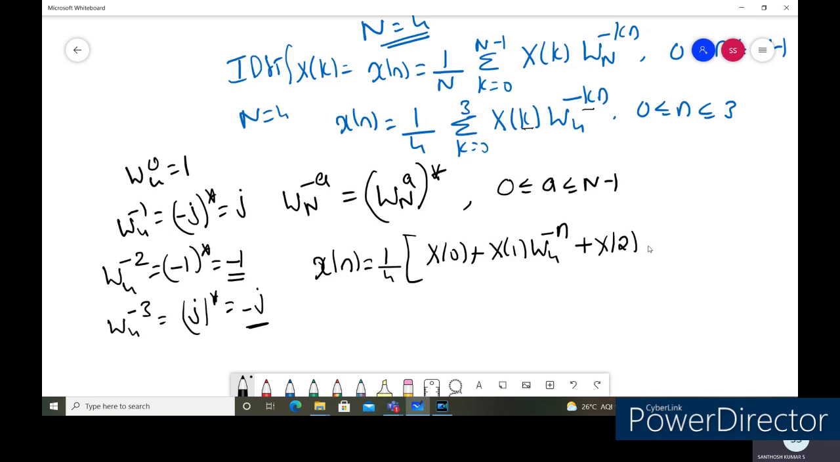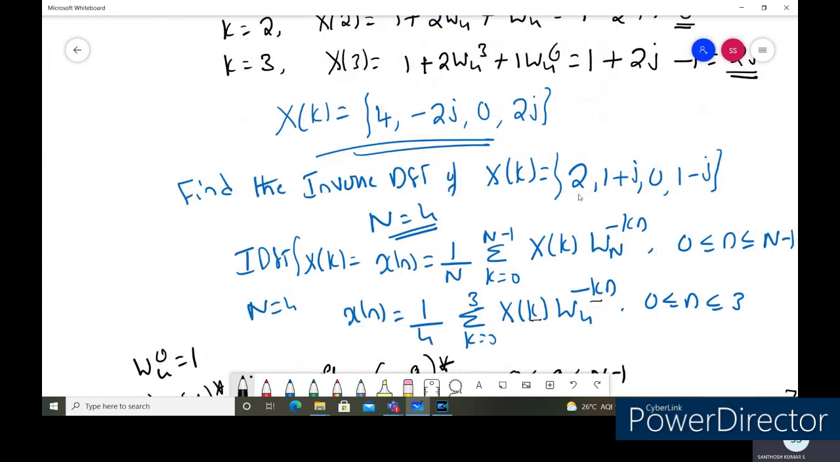plus for k is equal to 2, it is x of 2 into omega 4 to the power of minus 2 into n. For k is equal to 3, it's x of 3 into omega 4 to the power of minus 3 into n. So now let us substitute the value for the x of k for the different values. So it's x of n. We can substitute the values for the x of k here.